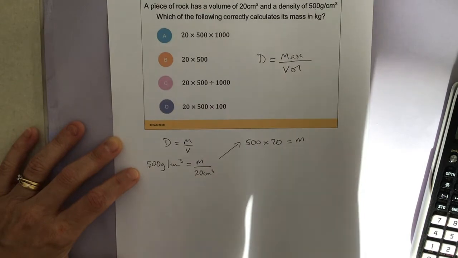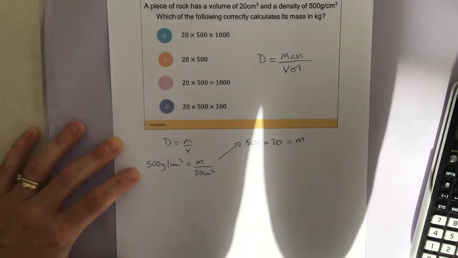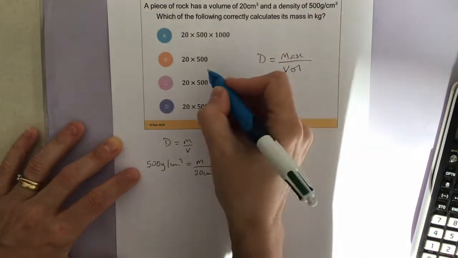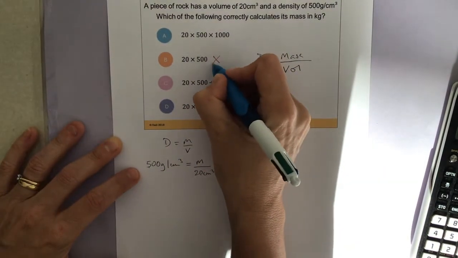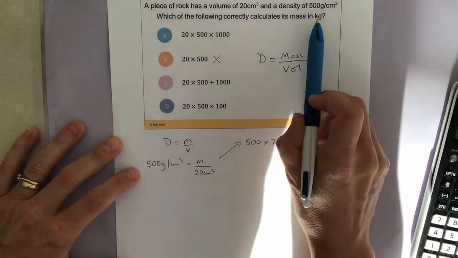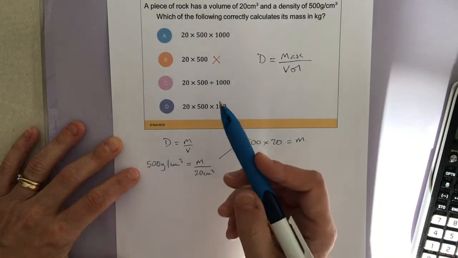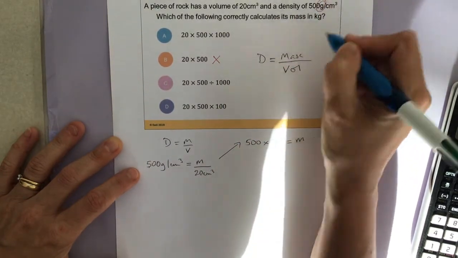The most common wrong answer here, sorry, I should have said, is actually this one. The most common wrong answer was where people just did that and said, well, there's my volume, there's my mass, done, but didn't realise that this was kilograms, whereas this is going to be grams, because if we look in the question, this is grams.